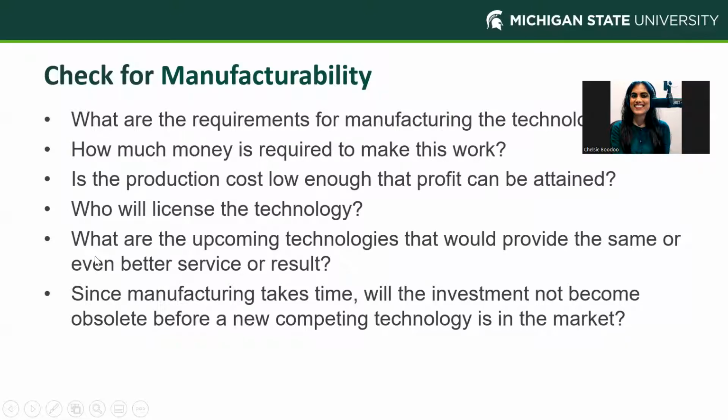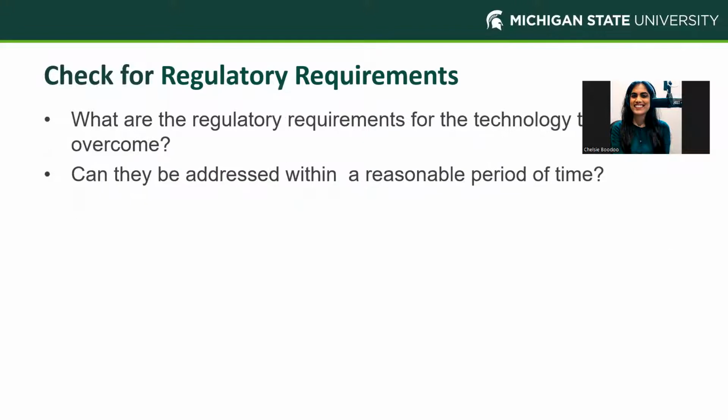So now you have to be checking your manufacturability. Do you have the supply chain? How much money is required to make this work? Is the production cost low enough that you can make profit? Who will license the technology? What are the upcoming technologies that would provide the same or even better service? Will there be enough time? As you are moving towards commercialization, will there be no new technology that will come up in the market that will dislodge your competitive edge? These are all questions at this stage.